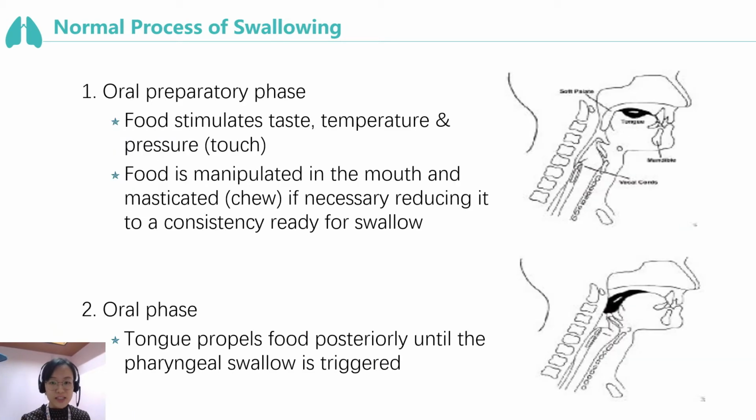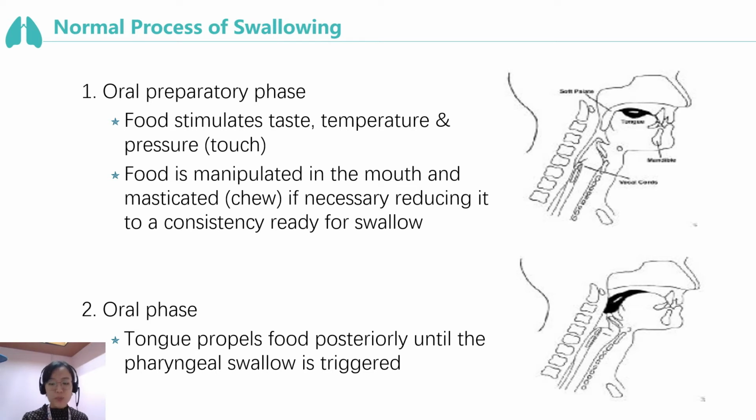Now let's look at the first phase, which is the oral preparatory phase. Imagine in front of you there's a plate of nasi lemak. The oral preparatory phase starts when you look at the nasi lemak and it looks appetizing with lots of colors like the red sambal, the rice, the green cucumber. It looks appetizing and you can smell it. It smells good. So at the moment you smell and see the food, the oral preparatory stage begins.